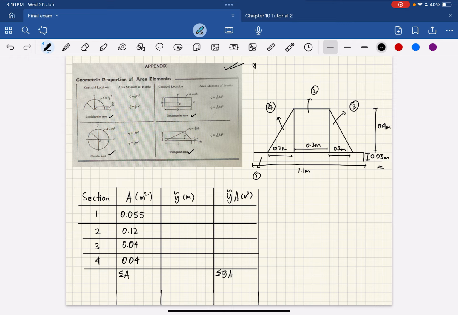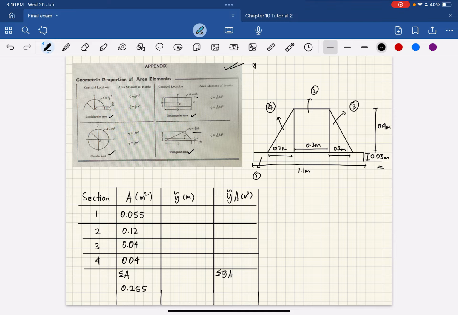Okay. So you add up all together, you should get 0.055 plus 0.12 plus 0.04 plus 0.04, 0.255. Okay. That should be clear, right? On how we determine the area. Because for section 3 and 4, they're just triangles. It's very easy. It's just half times base times height. And for section 1 and 2, rectangle, it's just base times height.